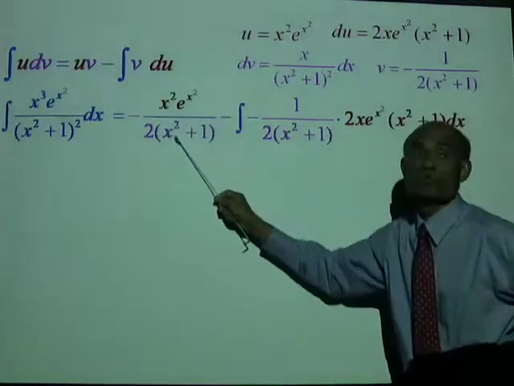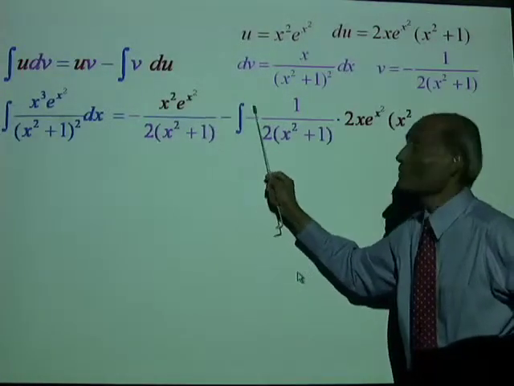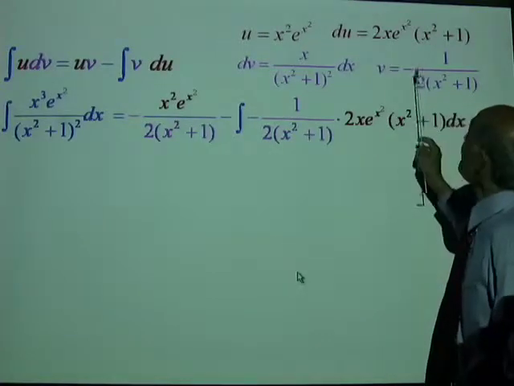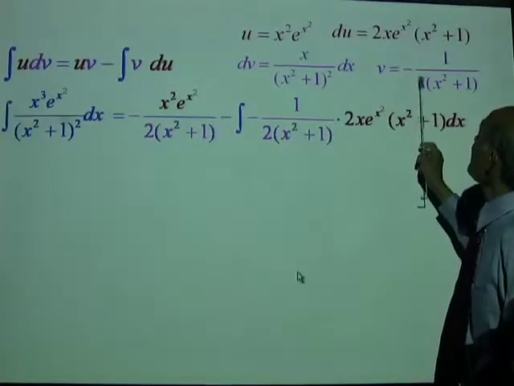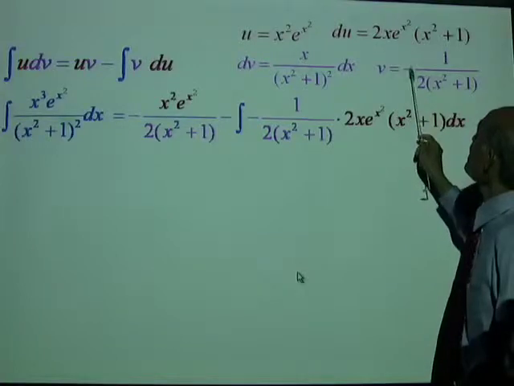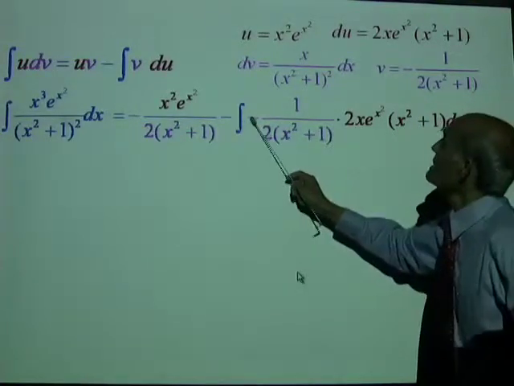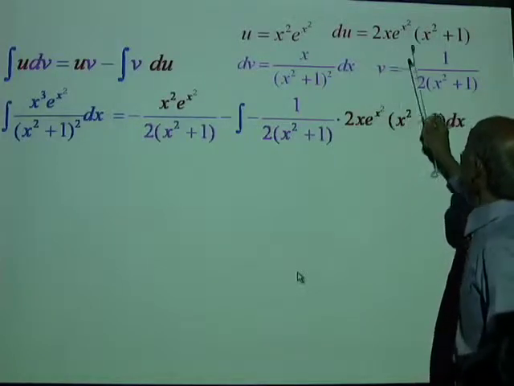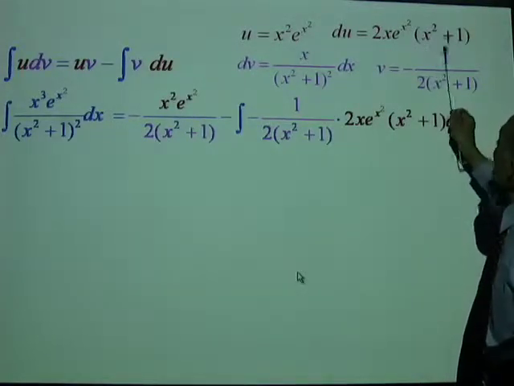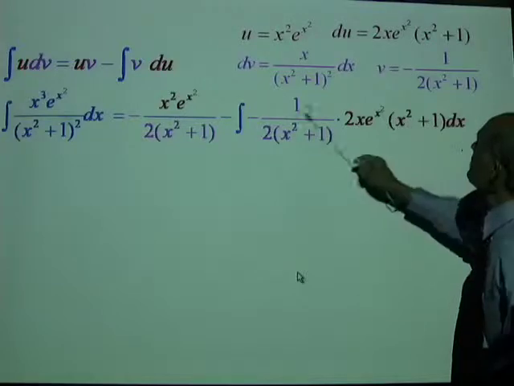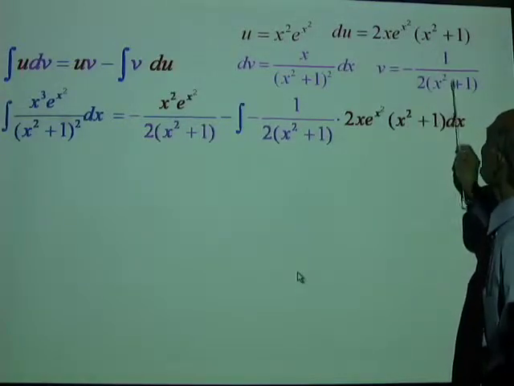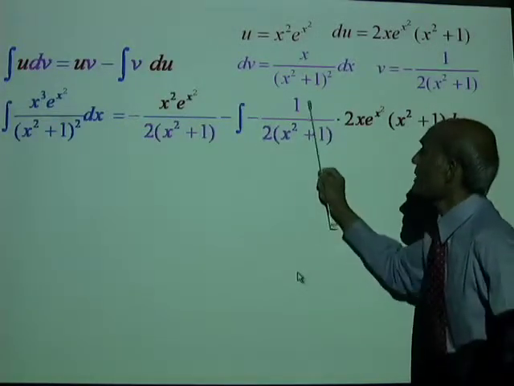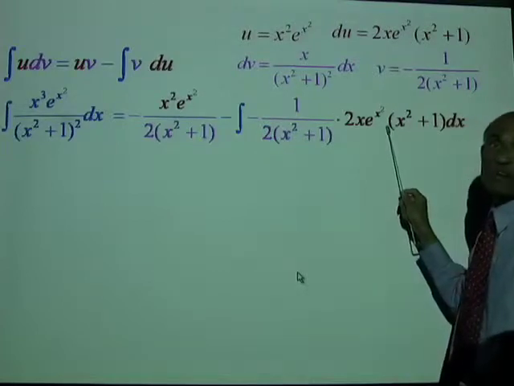So this is our uv minus the integral of v du. Look at that. This is v, that is our du. Since v is negative, that quantity is negative. And v will be negative 1 over 2 times (x squared plus 1). That's our v. And this is our du.